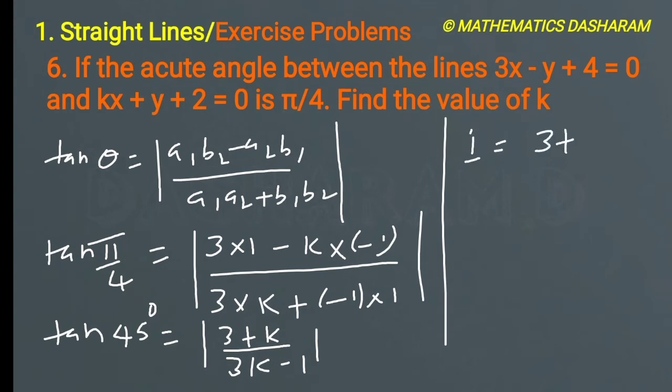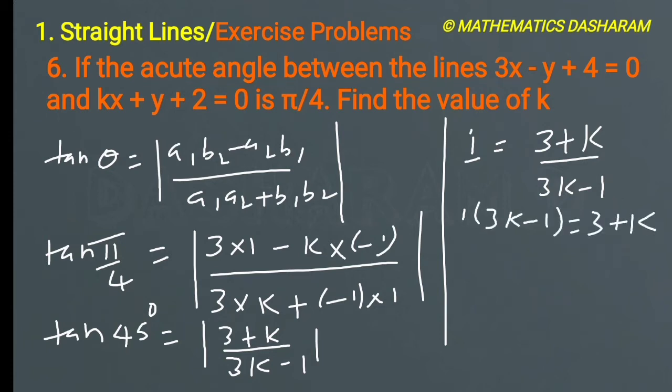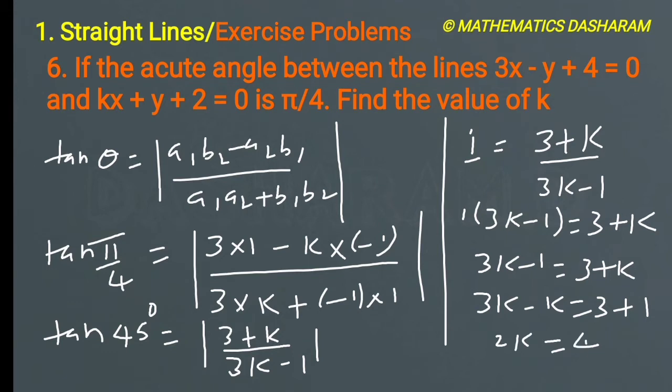So we can remove the mod symbol now. 3 + k over 3k - 1. So this 3k - 1 is transposed to the left side. So 1 into (3k - 1) equals 3 + k. 1 into 3k - 1 is 3k - 1, equals 3 + k. So write the k terms on one side and constants on the other side. 3k - k is 2k, 3 + 1 is 4, and k equals 2 is the answer.